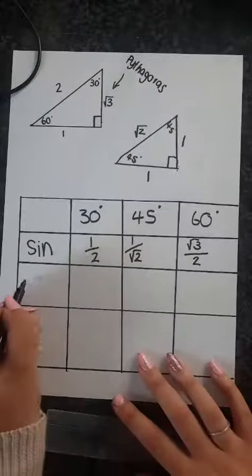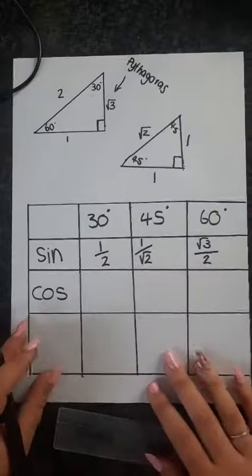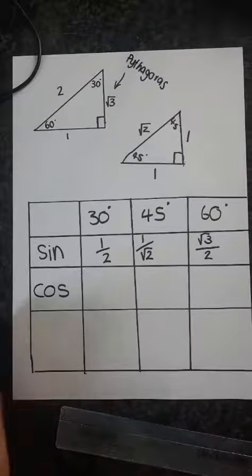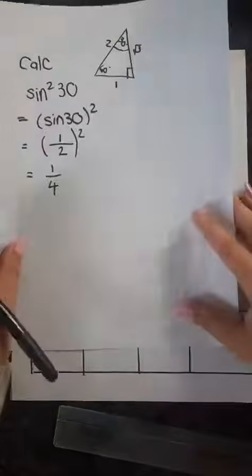Cos, let's do cos. Cos of 30. No, please repeat. Okay, let me do it again. So if they ask you, I'm going to just do it in the back here, sine squared 30.